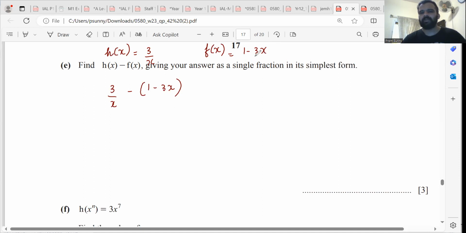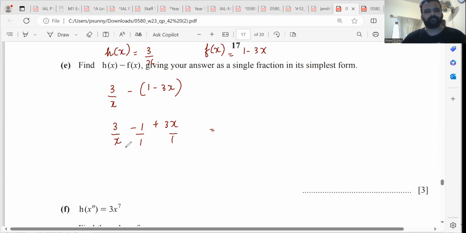If we have more than one term, it is always better to put them in bracket. Simplify this, take this negative sign inside. 3 by x minus 1 minus into minus is plus 3x. Now, just addition and subtraction of fractions.